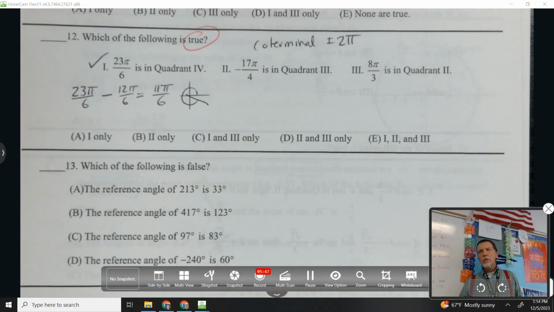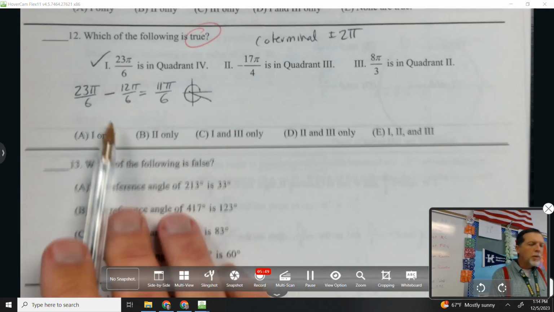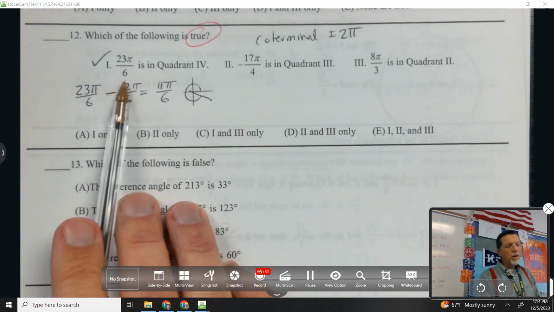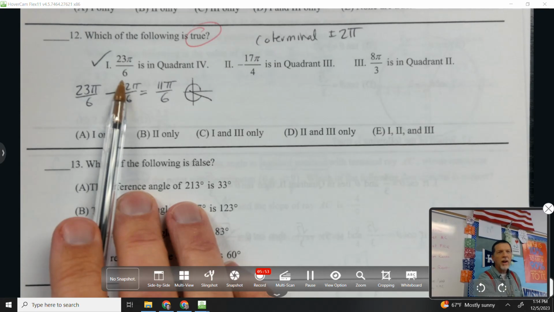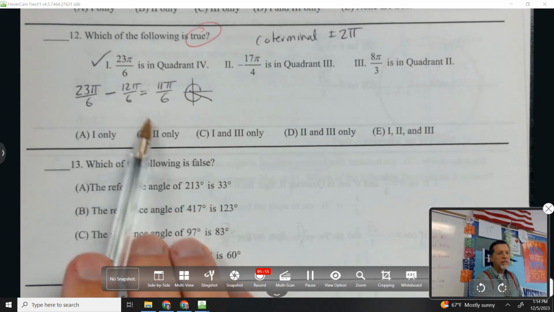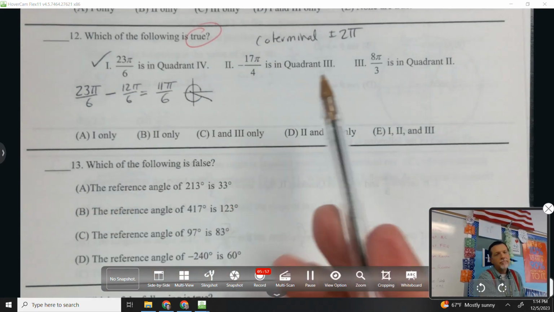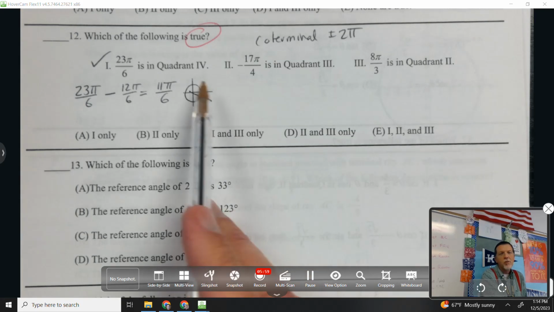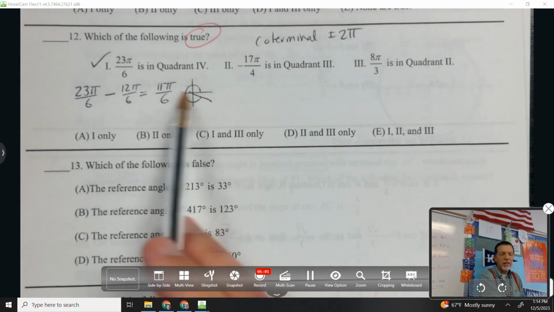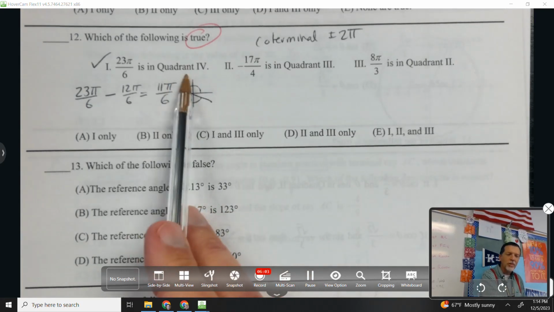Some of you, if you're a little more familiar with the unit circle, will look at that and be like, hey, that's almost 4 pi, so that's almost 2 times around, so that's probably in the 4th quadrant. That's a little bit quicker way to go, but you have to have a pretty good understanding of the fractions and unit circle to do it that way.